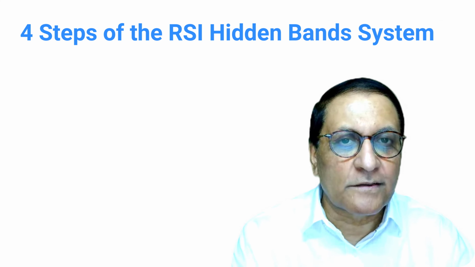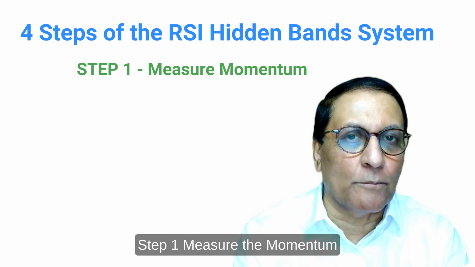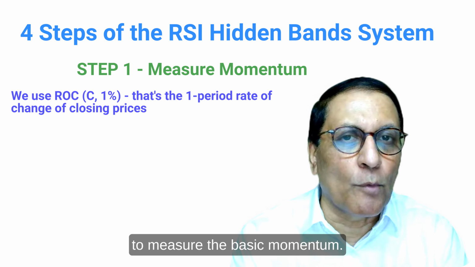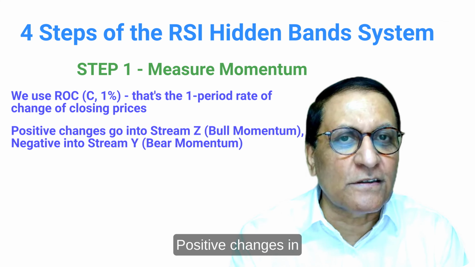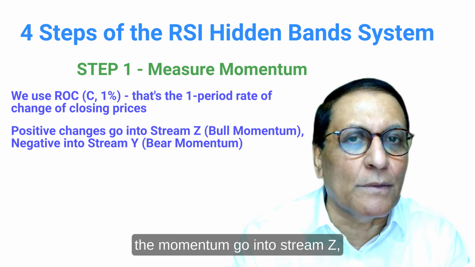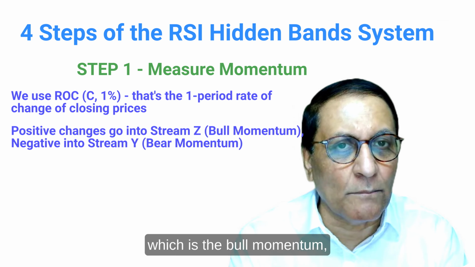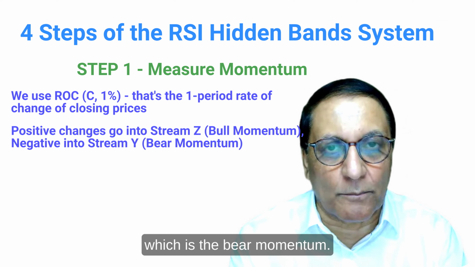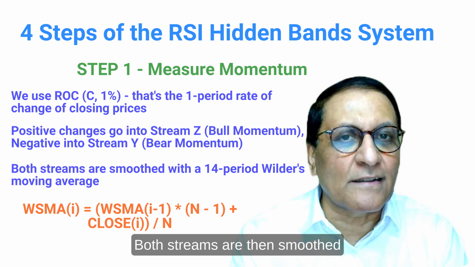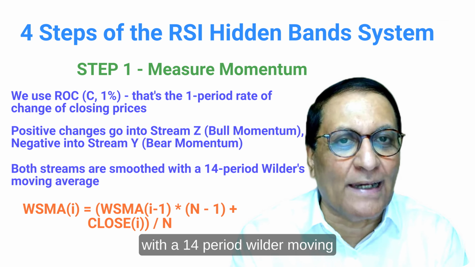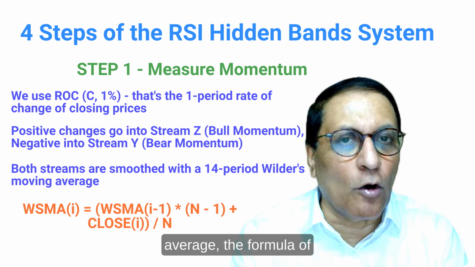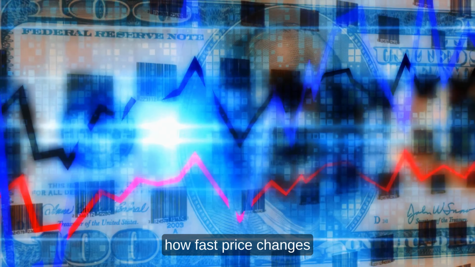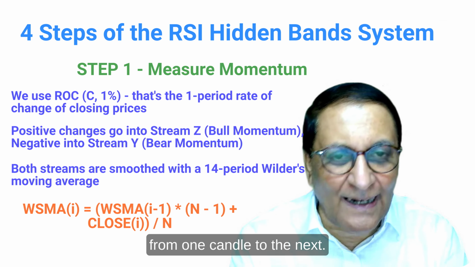Step 1, measure the momentum. We use ROC 1% to measure the basic momentum. Positive changes in the momentum go into stream Z, which is the bull momentum, and negative changes go into the stream Y, which is the bear momentum. Both streams are then smoothed with a 14 period Wilder's moving average, the formula of which is given on the screen. Basically, we are measuring how fast price changes from one candle to the next.